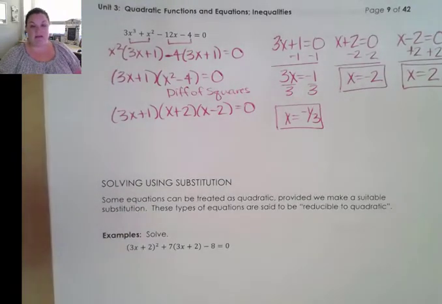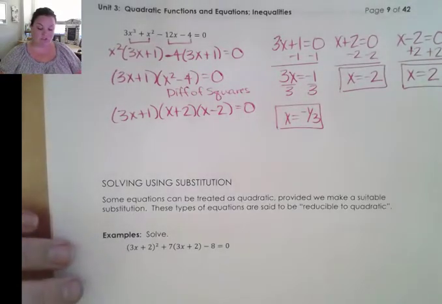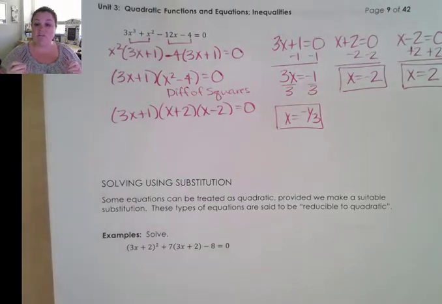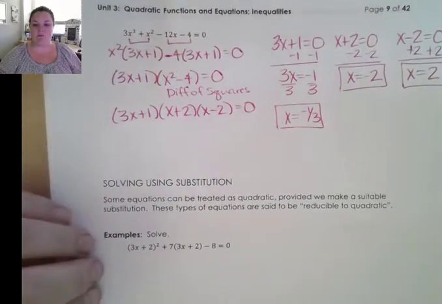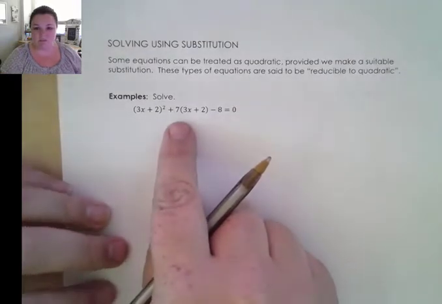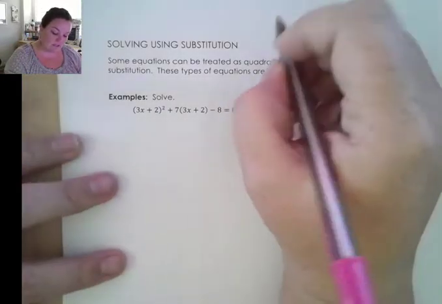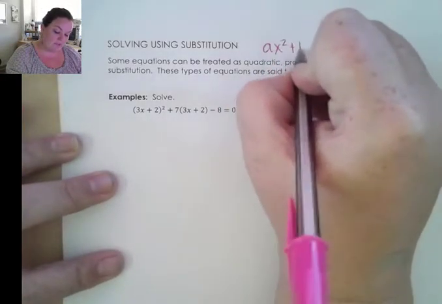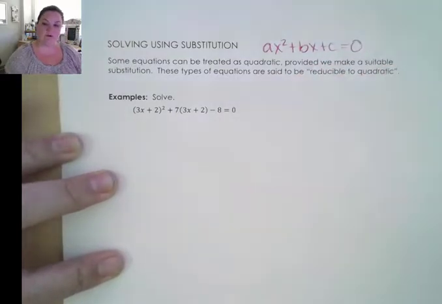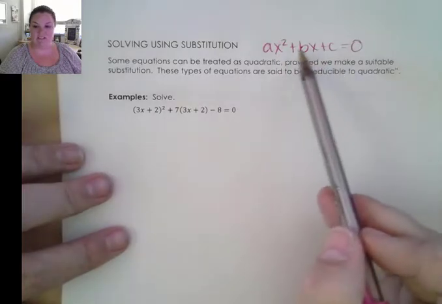So now that we've been refreshed on solving by factoring, which we've seen before, I want to show you how to solve using substitution, which still involves factoring. Basically, we want to make this look like something that we're used to factoring. What we are used to factoring are things that look like ax squared plus bx plus c equals 0. We're used to doing the sum product chart with quadratic equations that look like this, right?